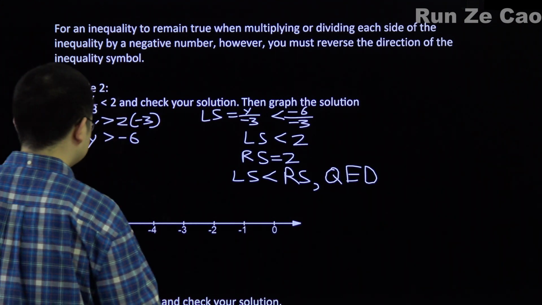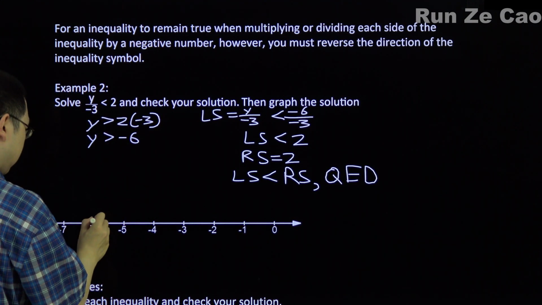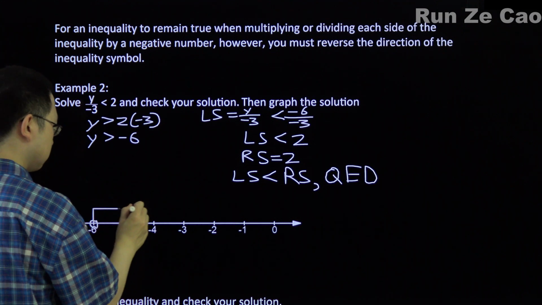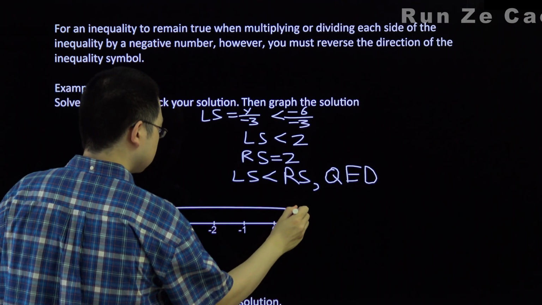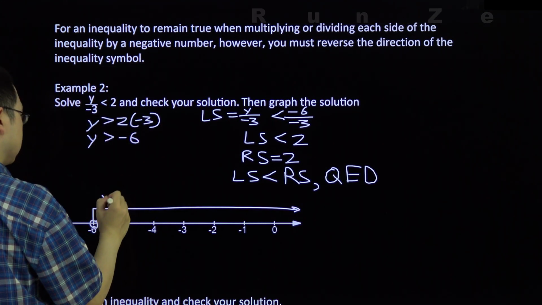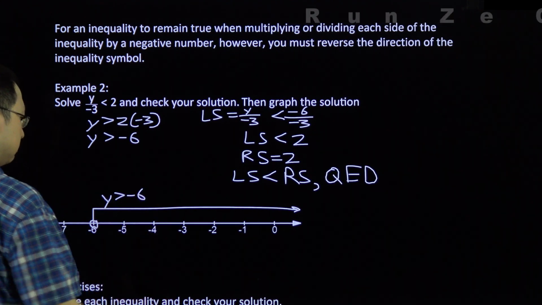So graph the solution. Y is greater than negative 6.